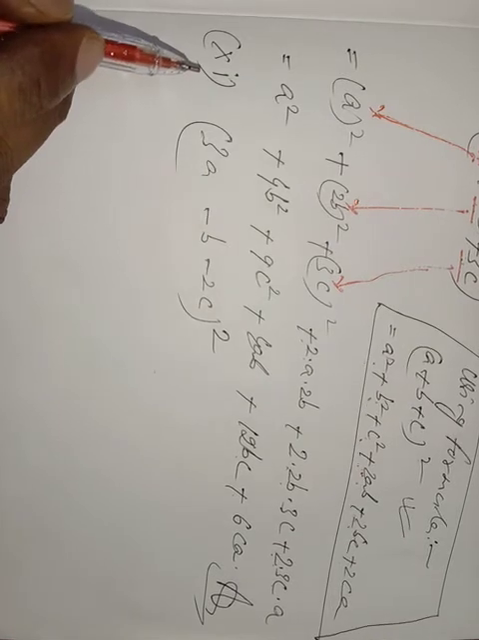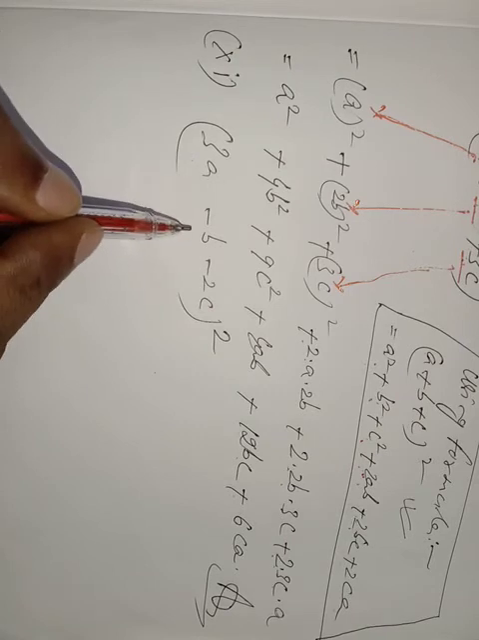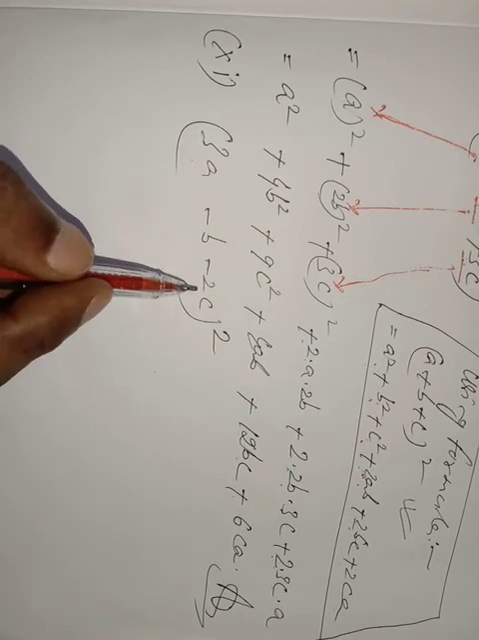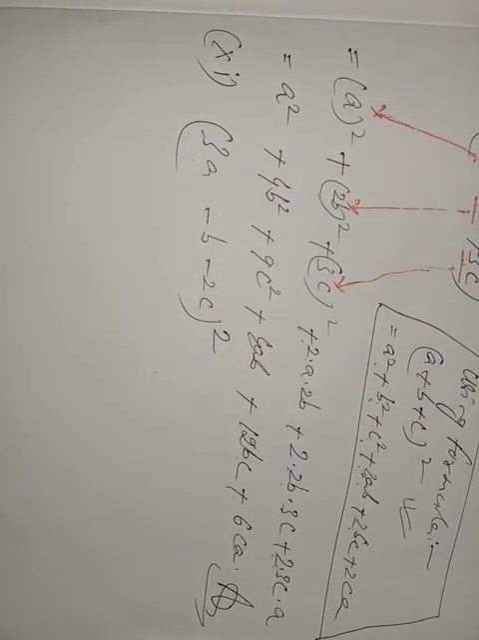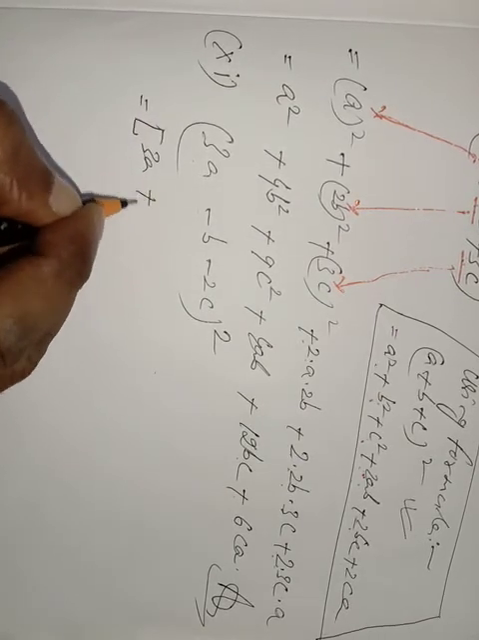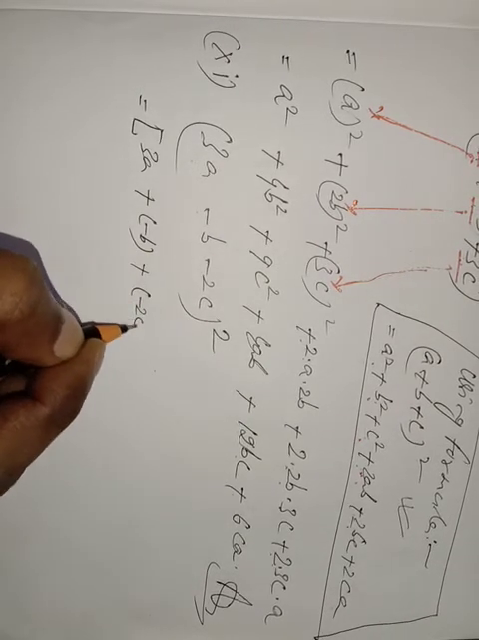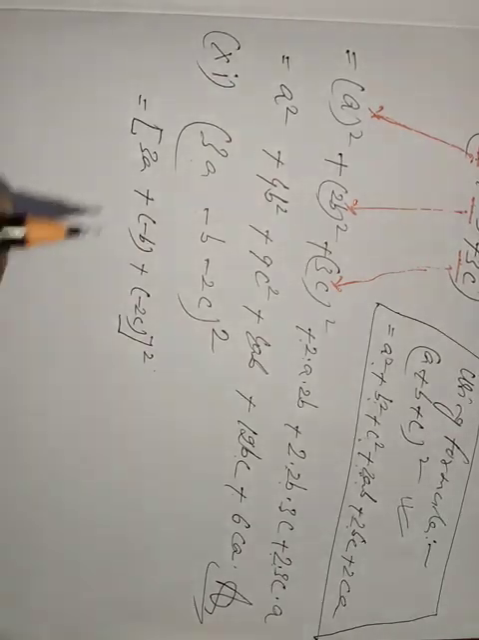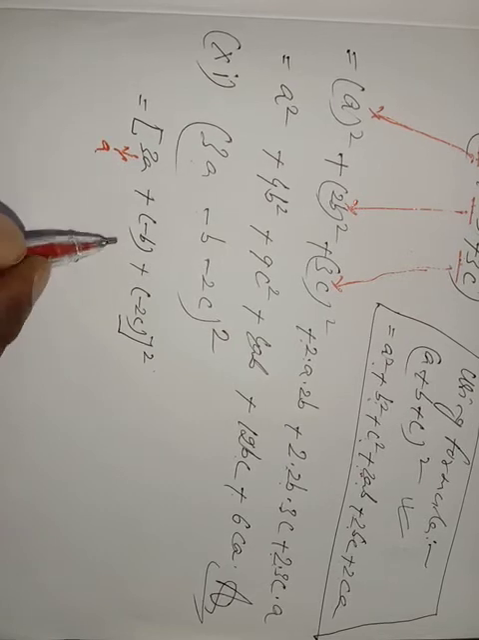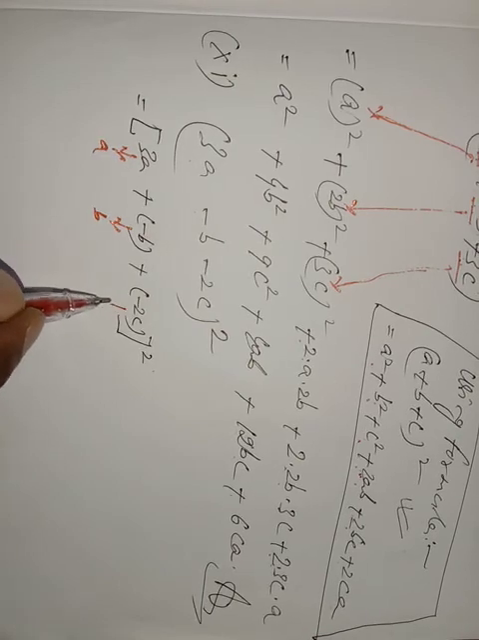See the next part of question number 6, that is the 11th part. The question is (3a minus b minus 2c) whole square. A slight difference here: given minus b and minus 2c. I am writing again: 3a plus bracket minus b, then plus bracket minus 2c, then whole square. So a means 3a, b means minus b, and this minus 2c I am taking as c.